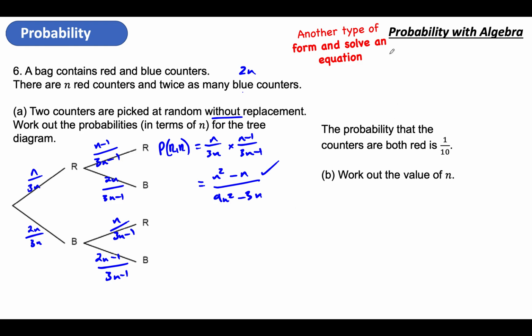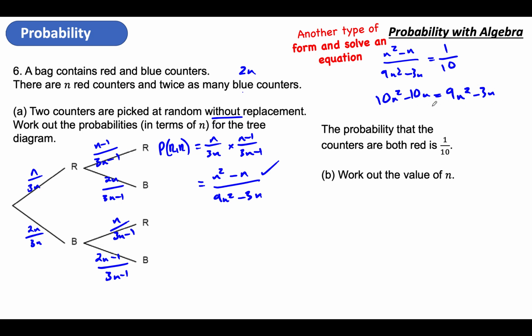Then let's go to the top of the page. We've got a bit more space. We're told that that's equivalent to 1/10. So n squared minus n over 9n squared minus 3n is equivalent to 1/10. Okay. Now, with a little bit of rearranging, you times both sides by 9n squared minus 3n, and both sides by 10, and you end up with this, 10n squared minus 10n equals 9n squared minus 3n.